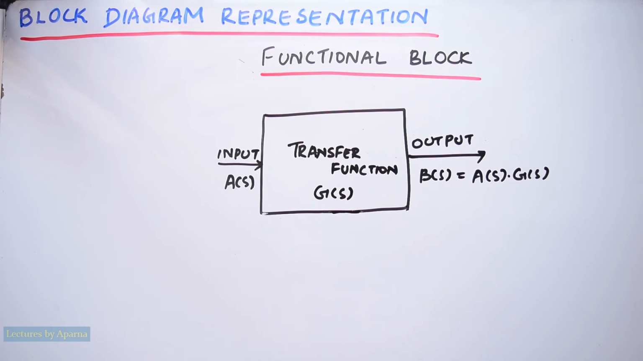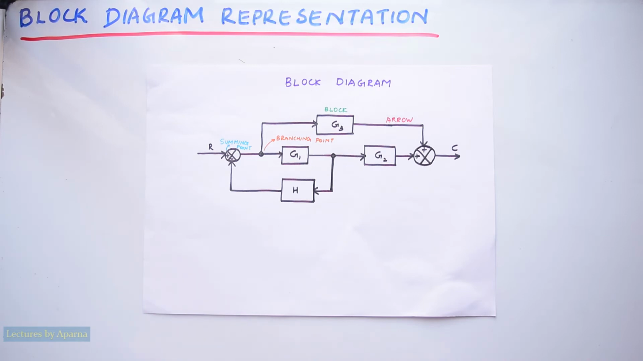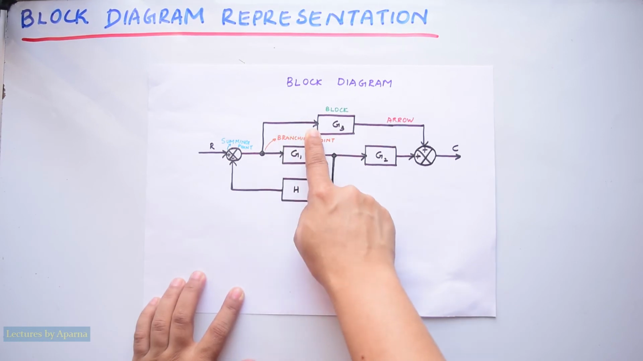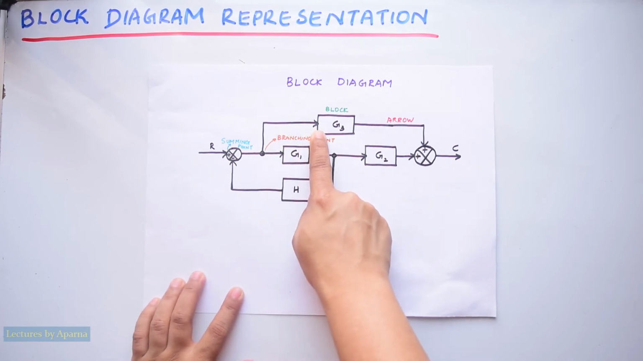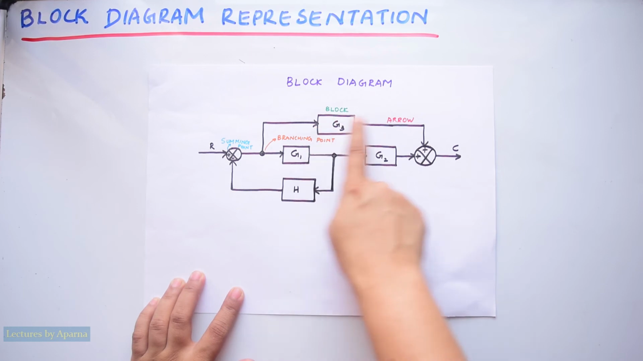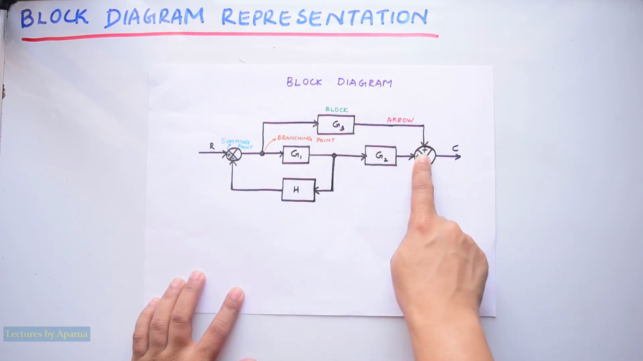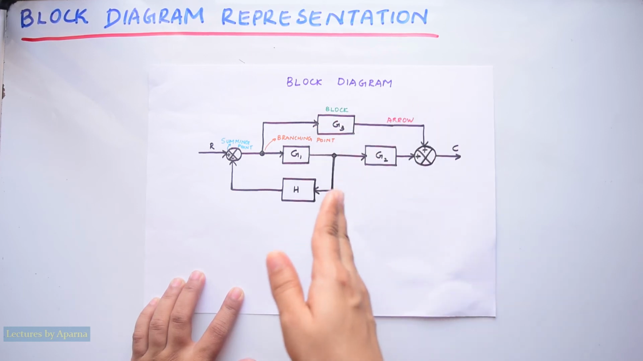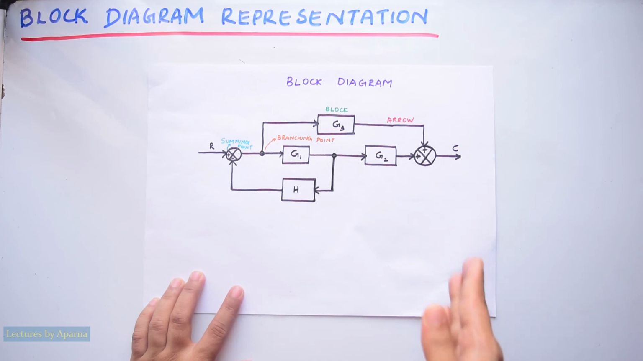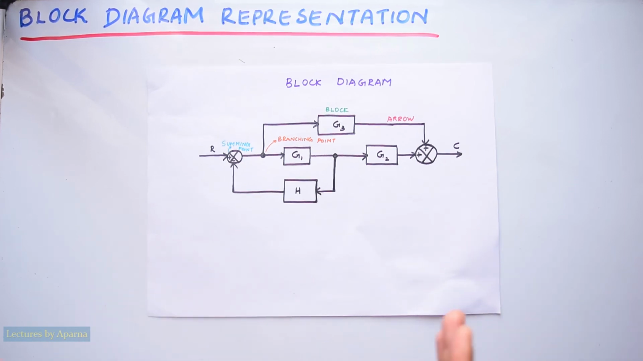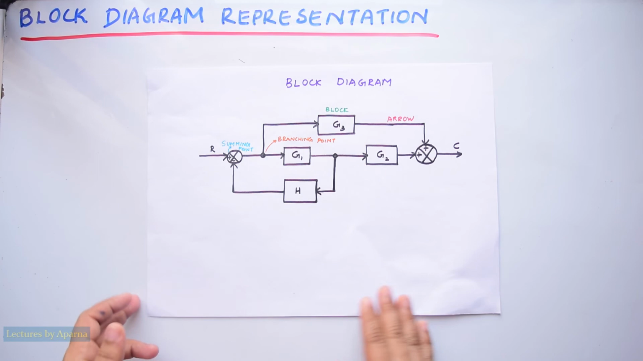Now the next element is the arrow. Arrows indicate the direction of flow of signals. If the arrowhead points towards the block, it is an input signal to the block. If the arrowhead points away from the block, then it is an output signal coming from that block. So that is the arrow.